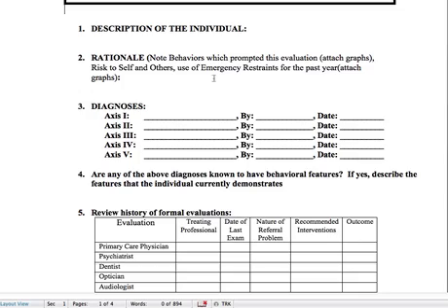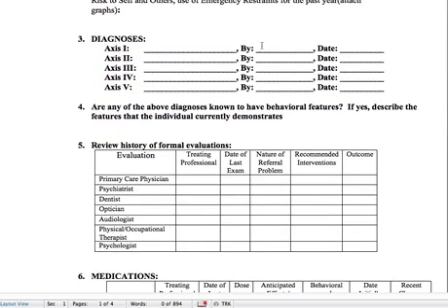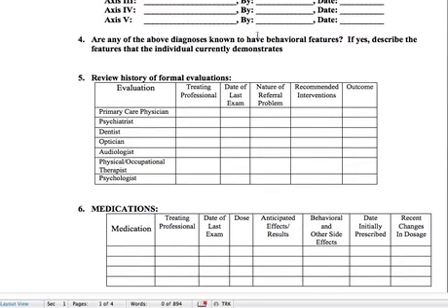and they're asking for some other information, the use of emergency restraints and so forth. The psychiatric diagnoses, you will get these from a psychiatric evaluation or a psychological evaluation. Axes are the different sorts of diagnoses, the primary, secondary, so forth.